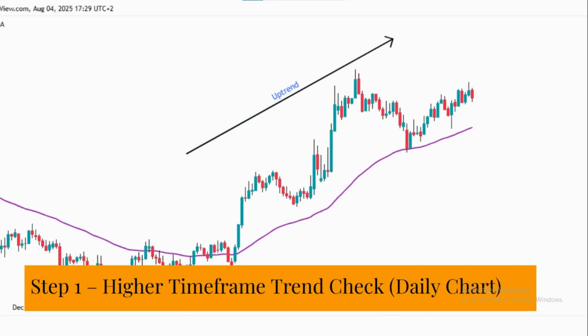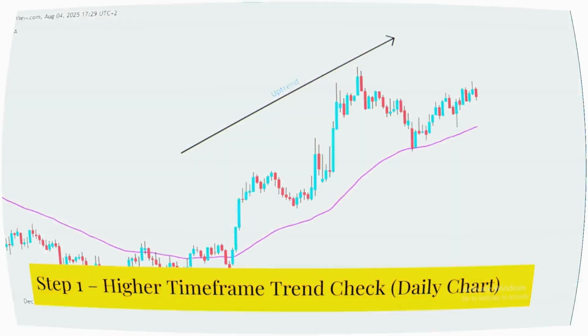Let's walk through the buy setup step by step. Step 1. Higher time frame trend check, daily chart. Price must be above the 50 EMA on the daily chart. This confirms we're in a bullish trend.